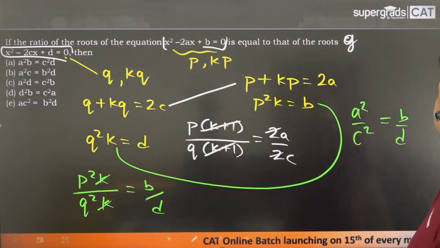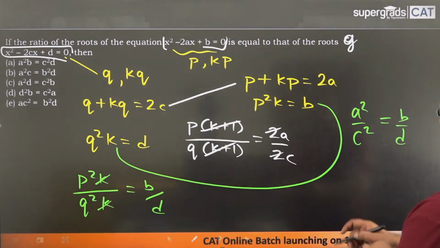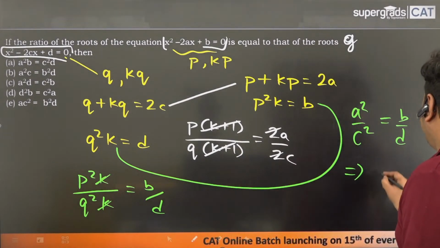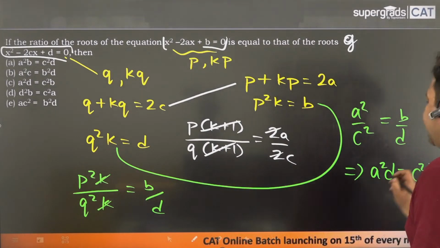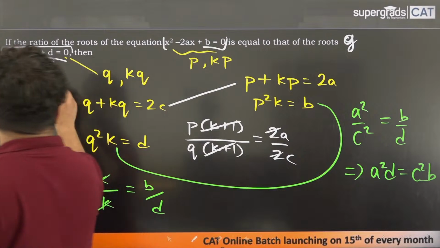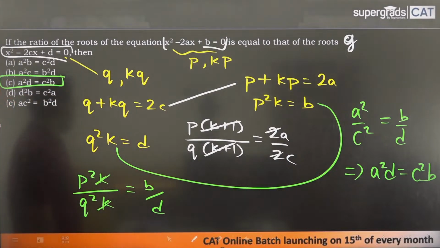Let us look at the options. If I cross multiply, d goes here, I'll get a square d will be equal to c square b, which is our option C. See, so how easily we can solve this question? Just by assuming the roots this way. It will not take more than 1 minute to solve this question.